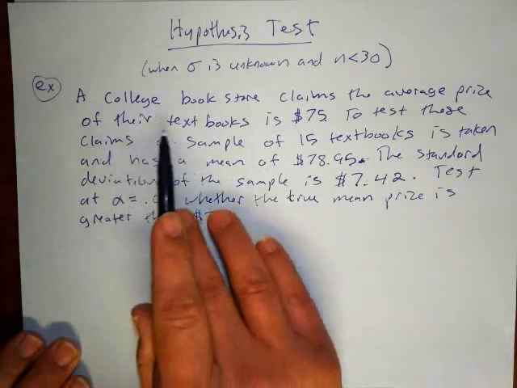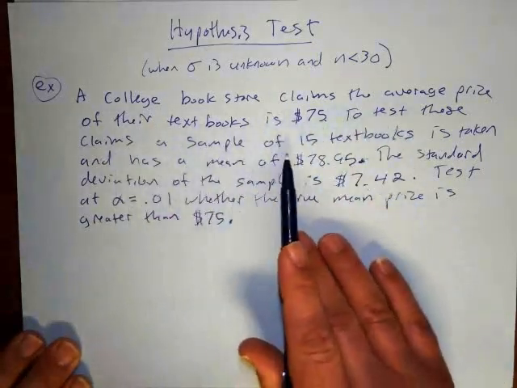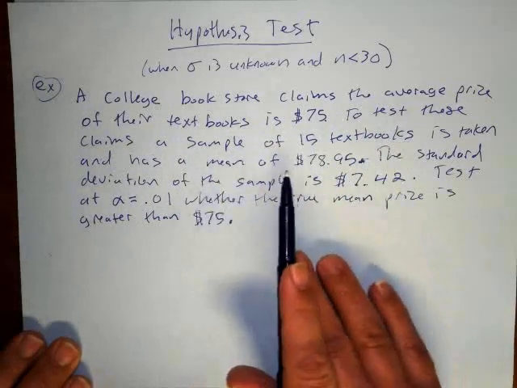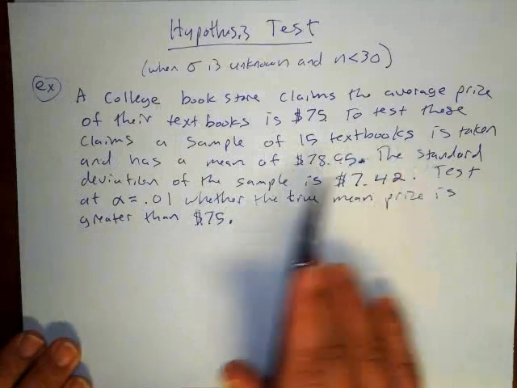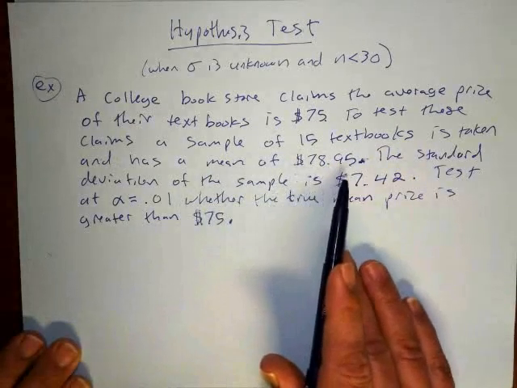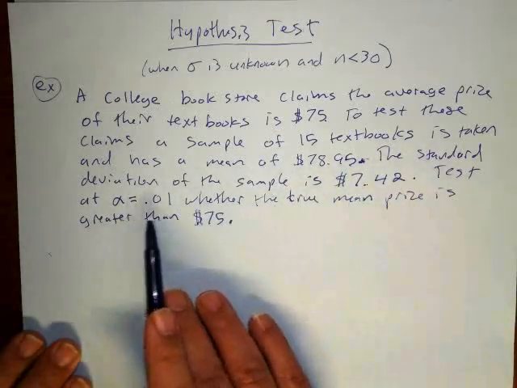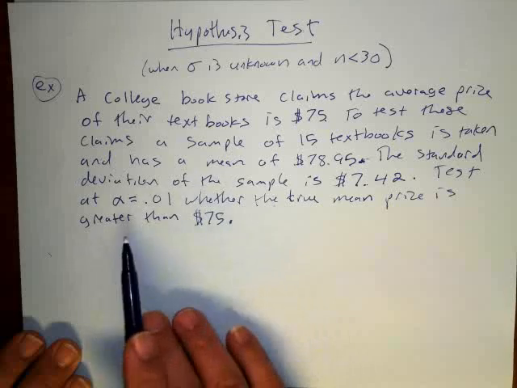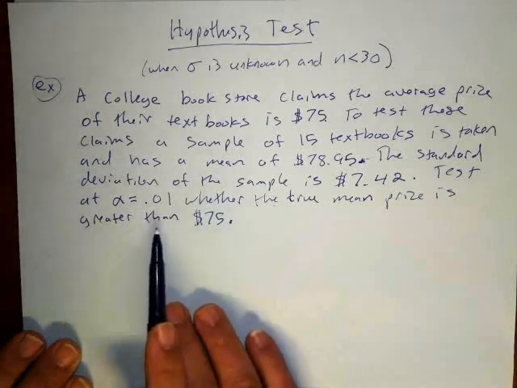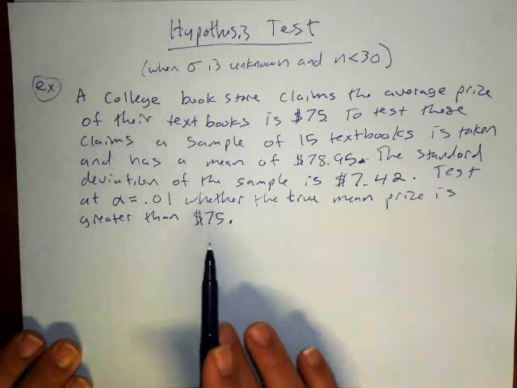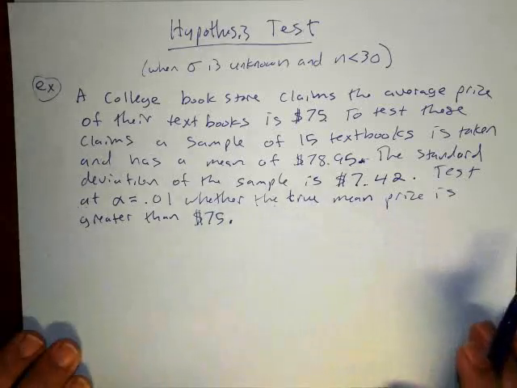In this case, a college bookstore claims the average price of their textbooks is $75. To test the claim, a sample of 15 textbooks is taken and has a mean of $78.95. The standard deviation of the sample is $7.42. Test at alpha equals 0.01 whether the true mean price is greater than $75.